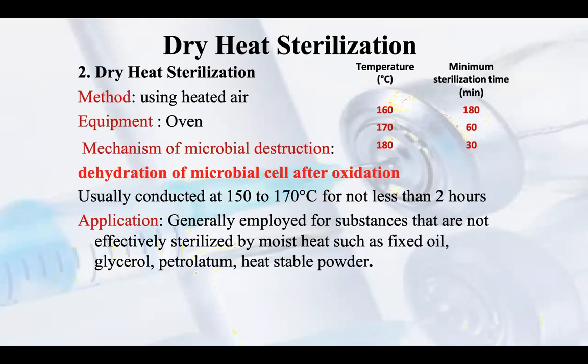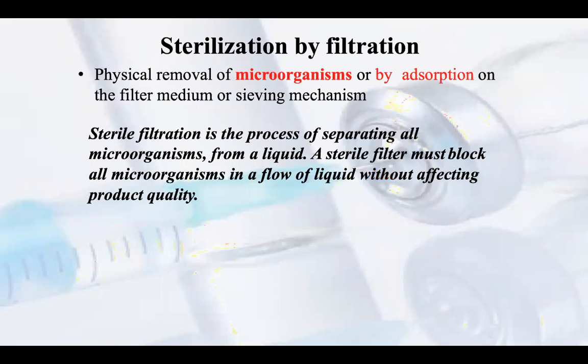Mechanism of microbial destruction: dehydration of the microbial cell followed by oxidation. It is usually conducted at 150 to 170 degrees Celsius for not less than 2 hours. Applications: generally employed for substances that are not effectively sterilized by moist heat, such as fixed oils, glycerol, and petroleum, which are heat stable. So these are employed for dry heat sterilization.